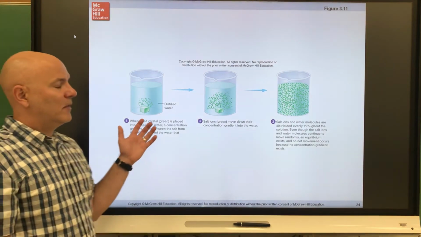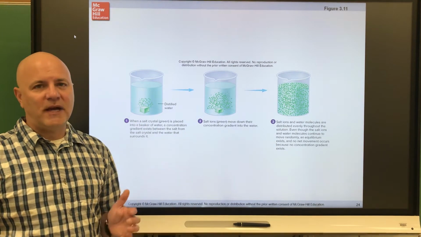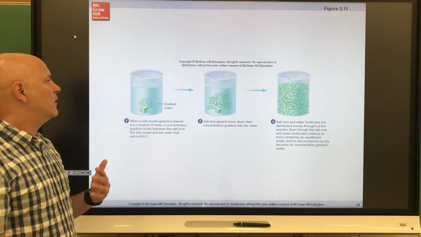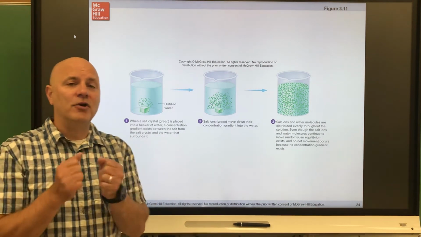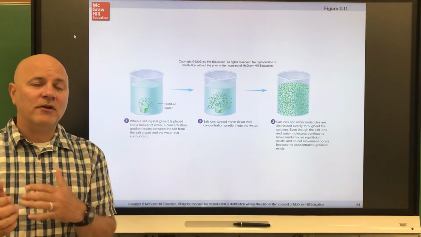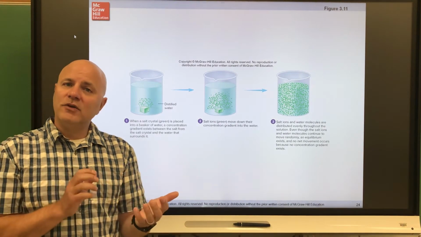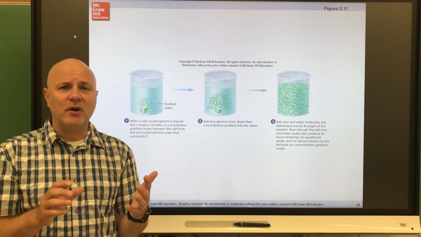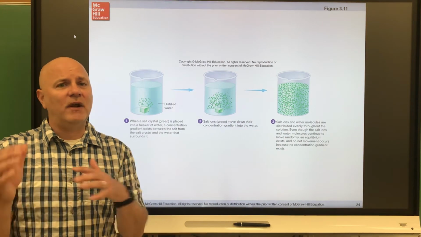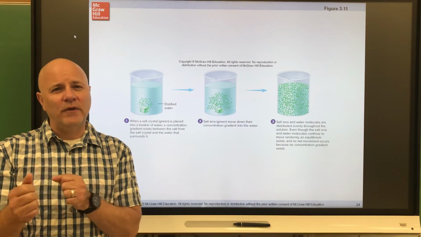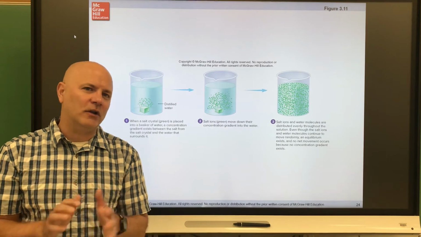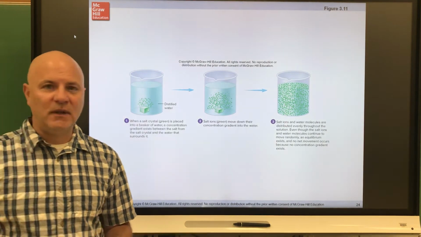So substances are going to move down their concentration gradients, going from high to low. So how do they do this? Diffusion is caused by the random motion of molecules and their collisions. Molecules are in constant motion, whether we're talking about a solid, liquid, or gas. In a gas, they're moving a lot. In a liquid, they're moving a lot, but not as much as in a gas. In a solid, they're hardly moving at all. All right, but they're still in motion.